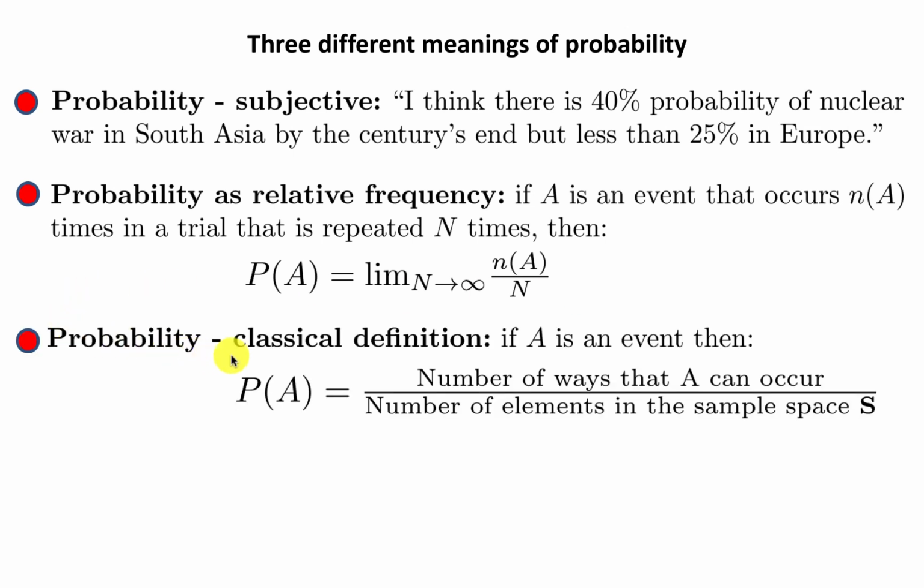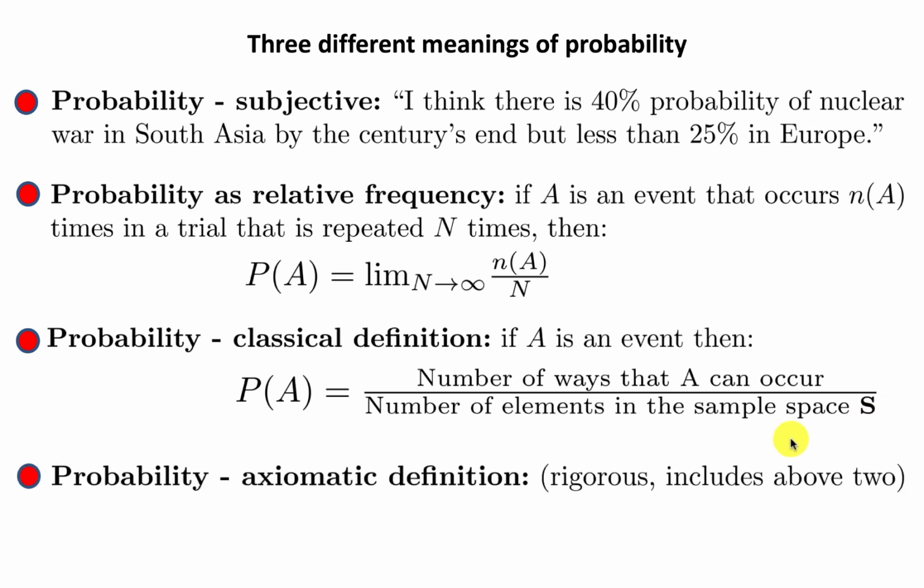Now, the classical or the most usual definition is that if A is an event, then the probability P of A is the number of ways that A can occur divided by the number of elements in the sample space S. So this is fine, but mathematicians need something even clearer. And this will take us to the axiomatic definition of probability.